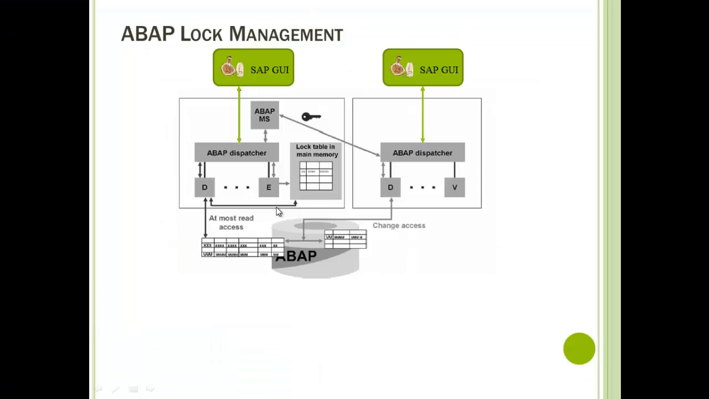Now let us have a look into our ABAP lock management, how the lock management is going to work. Lock management, we use it to ensure data consistency within the SAP system. You must ensure the records cannot be accessed while they are being changed by one specific user. To do this, we have a lock management system in our SAP system.